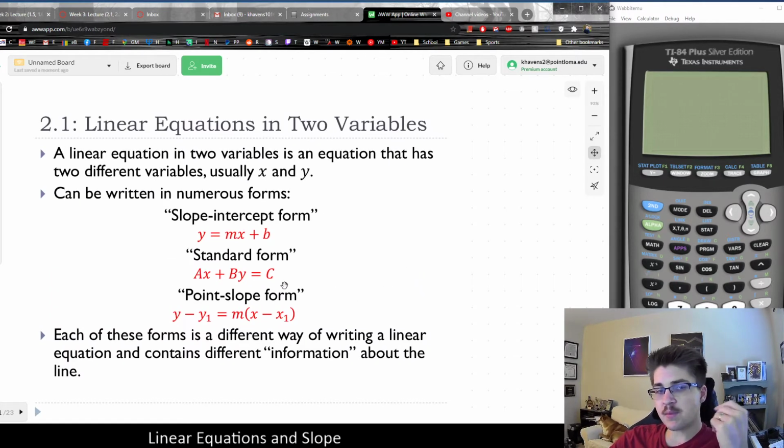So, reviewing some of the types of linear equations. There are a lot of different ways and forms that you can use. I wanted to review those three forms for now, and we're going to circle back to them and talk about why they make sense as we progress through lecture.